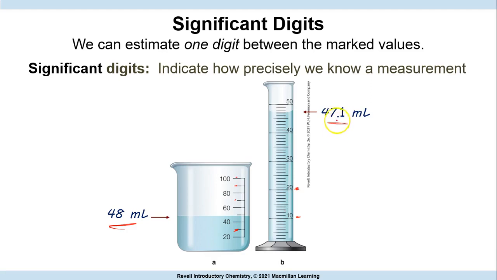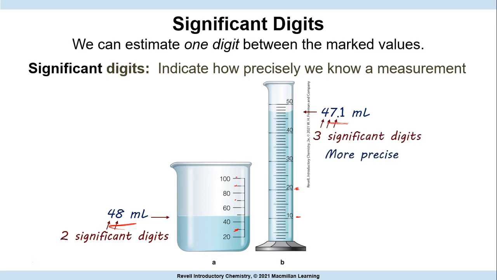So here, if you say it's 47.10, that is wrong. And here for 48, you cannot say it's 48.1, that is wrong. So you have to take into consideration the apparatus that you are using. So this one has 2 significant figures, and this one has 3 significant figures.